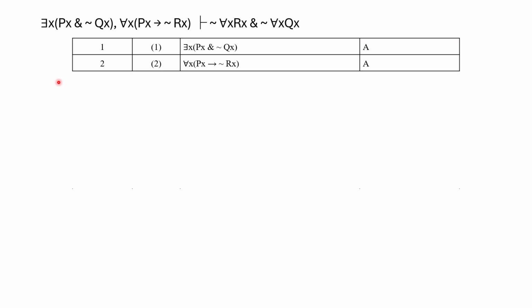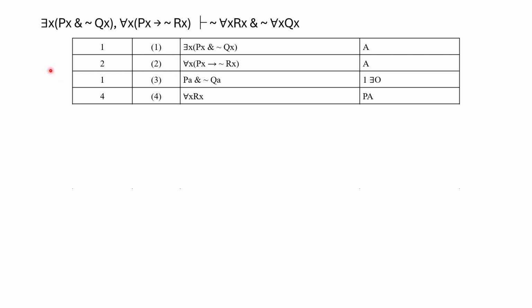So what we're going to do after we get rid of our existential quantifier here is assume the opposite of this conjunct and try to build a contradiction. So that's what we're doing here in line 4. Now, from line 4, we can use our universal quantifier out rule to put in an a for our variable x.